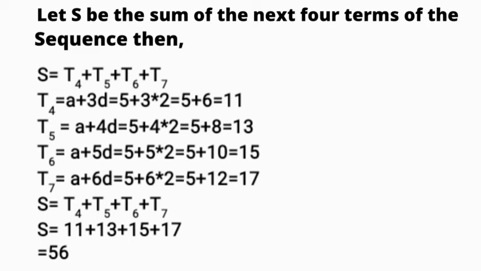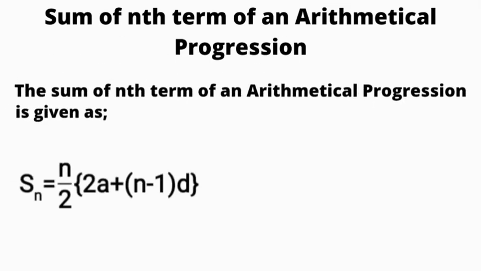The fourth term is equal to A plus 3D. The fifth term is equal to A plus 4D. The sixth term is equal to A plus 5D. And the seventh term is equal to A plus 6D, which gives us 11, 13, 15, and 17 respectively. The sum total of all of them is equal to 11 plus 13 plus 15 plus 17, which is equal to 56.